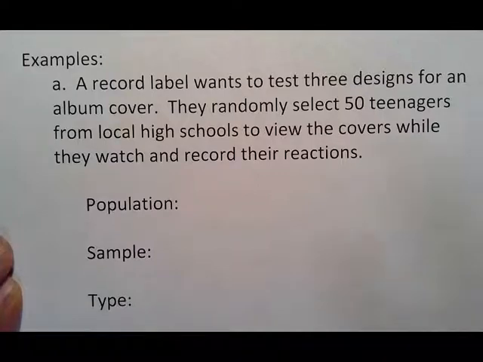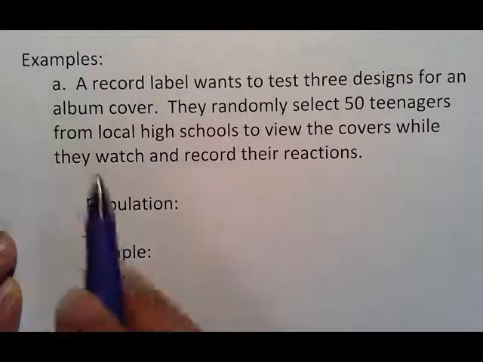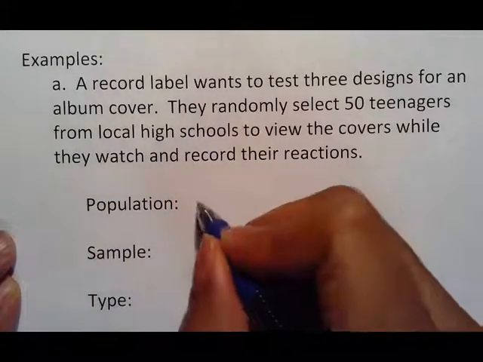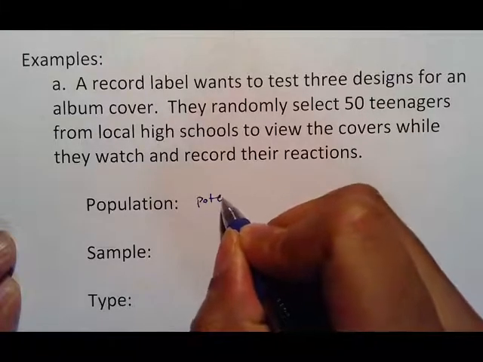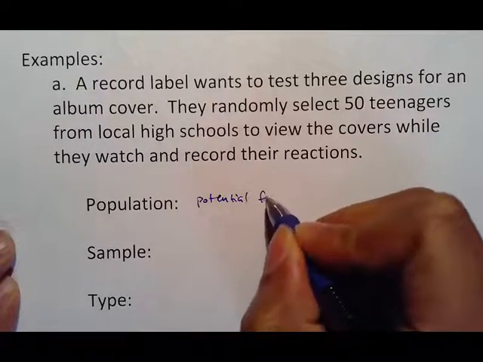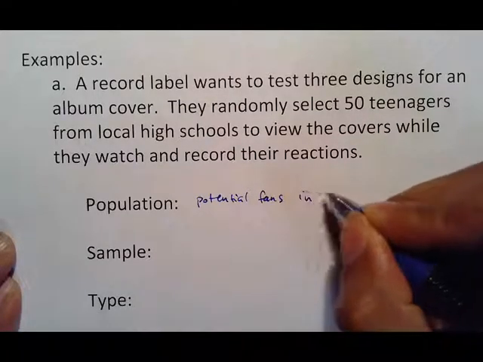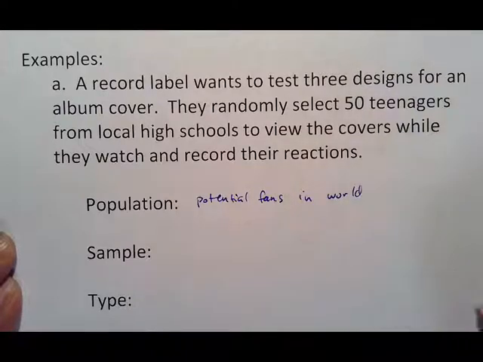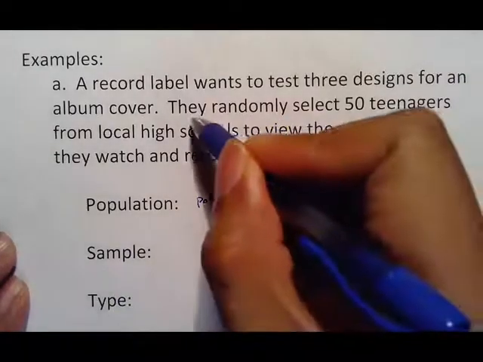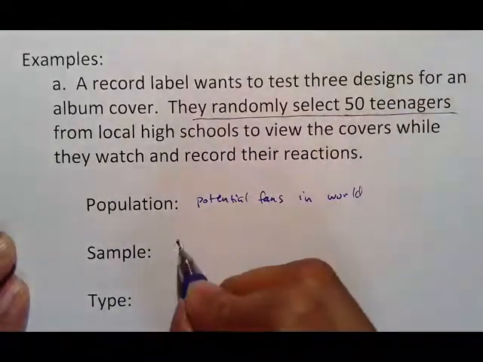What is the population? The population in this part, if this is a record label, would be potential listeners or fans. So potential fans would be your population, and that would be potential fans in the world. Although this is going to be multiple choice, you just have to at least be able to figure it out. The sample is who I chose, so it would be the 50 teenagers.